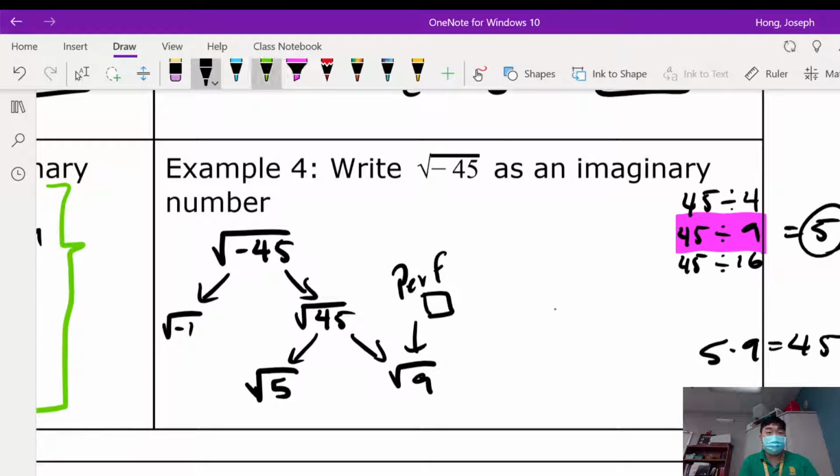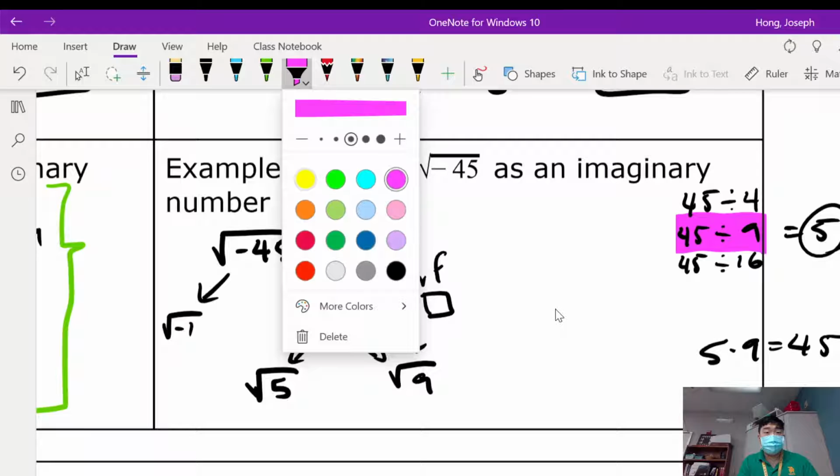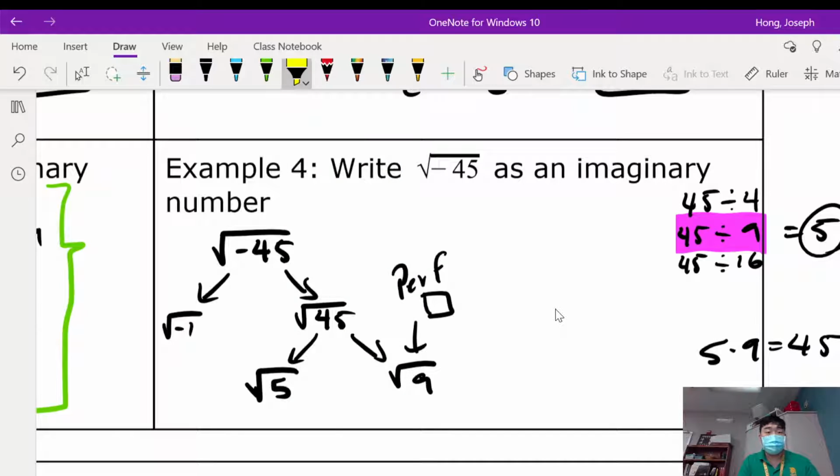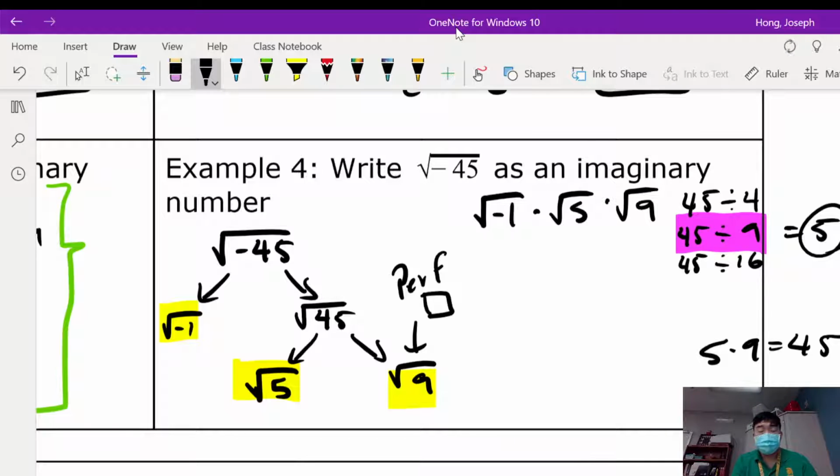So now I have 3 things that I can do to make my imaginary number. So let's write that on the side to just clean it up. I don't want this factor tree anymore. I've got all the fruits that it can bear. Negative 1, square root of 5, square root of 9. I know that this becomes i. I know that this becomes 3.